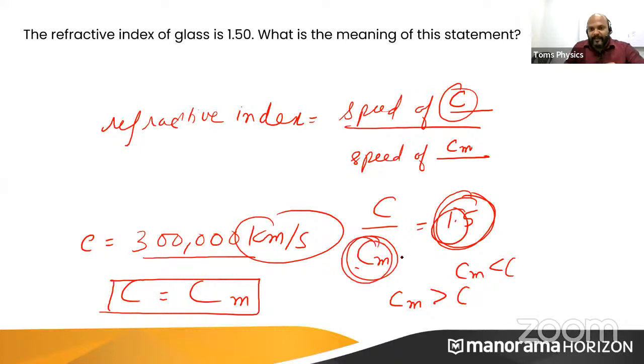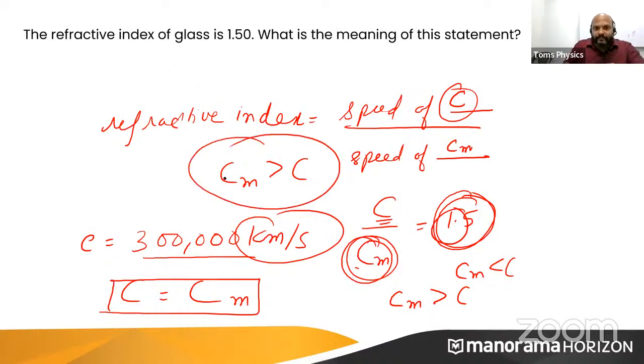If c_m becomes bigger than c, if c_m is greater than c, will the answer be more than 1 or less than 1? Correct. So in this case, less, right? So that is the only way this equation makes sense in that particular case. This would not make sense, because if this was the case, then this value would not be more than 1. It would be less than 1.